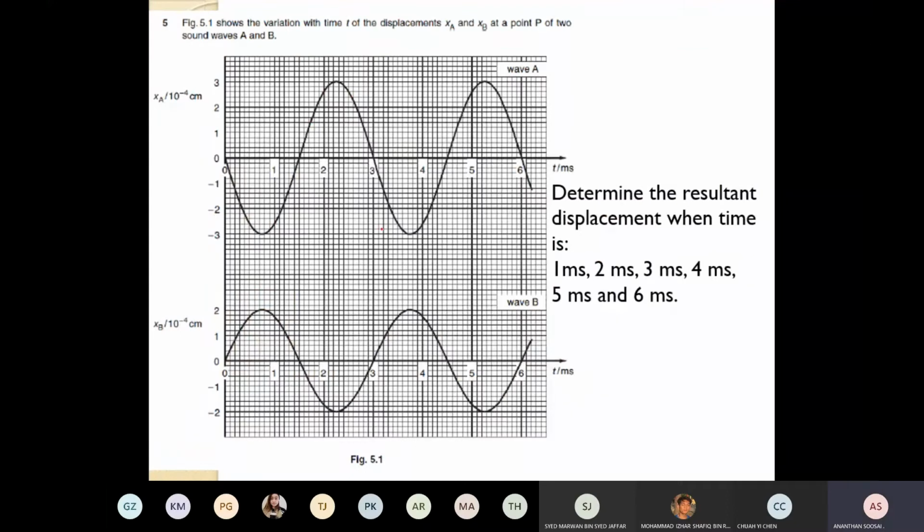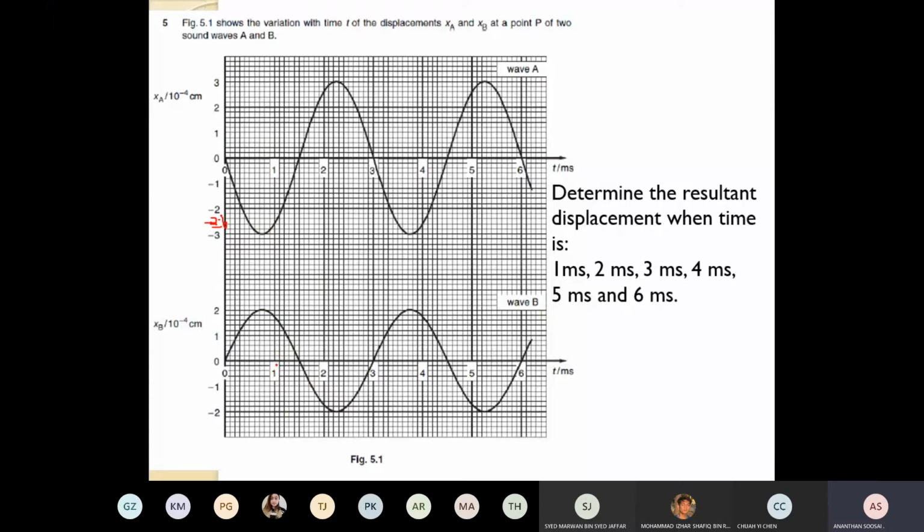One example. These are two separate waves moving and meeting. Determine the resultant displacement when time is 1 millisecond. So what you have to do is, at 1 millisecond, check the displacement. The displacement is found to be about this value, 3 boxes lower, so negative 2.6 maybe.